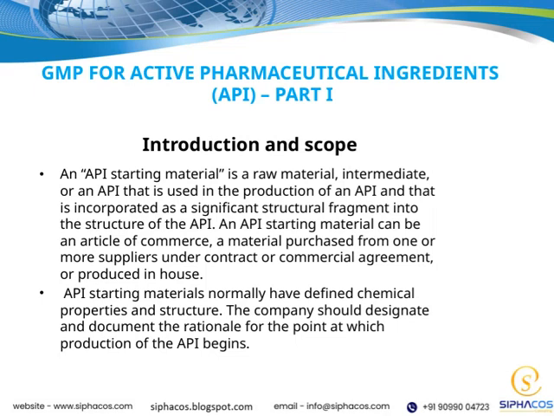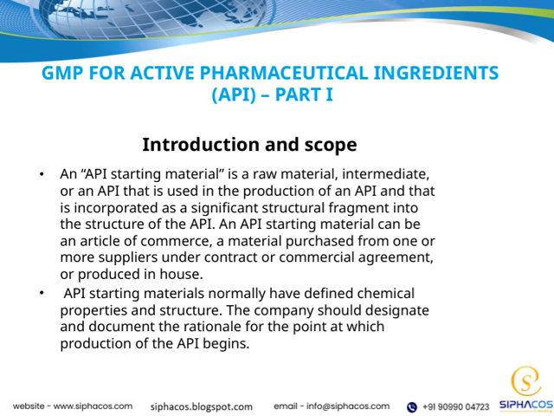Let's take a closer look at what we mean by an API starting material. Essentially, it refers to any raw material, intermediate, or even an API itself that's used in the production of a final API. These starting materials are incorporated as significant structural fragments into the structure of the API, which means they play a crucial role in defining the final product's characteristics.